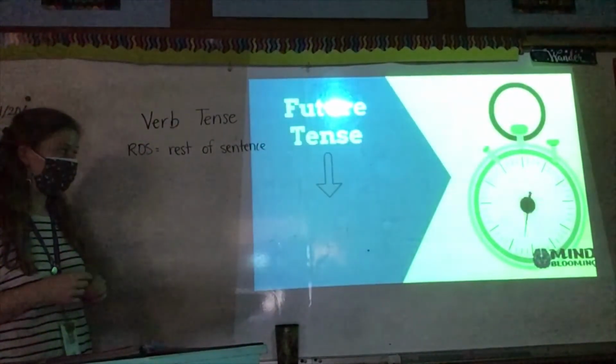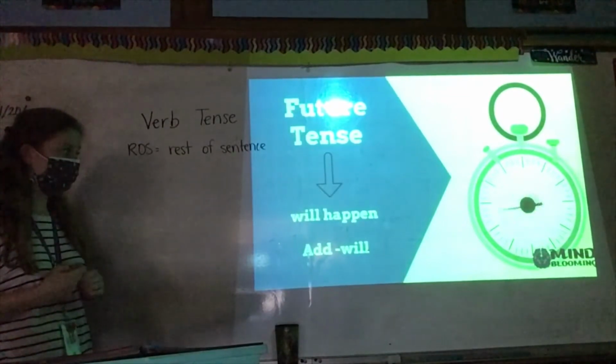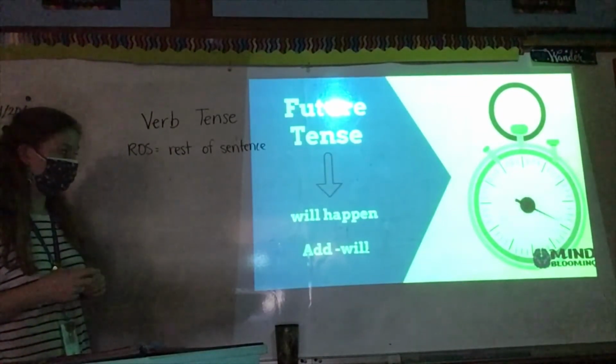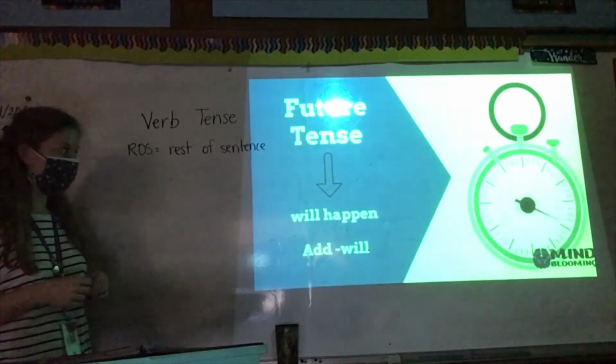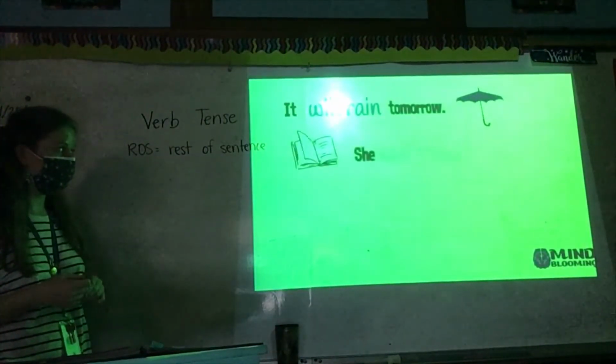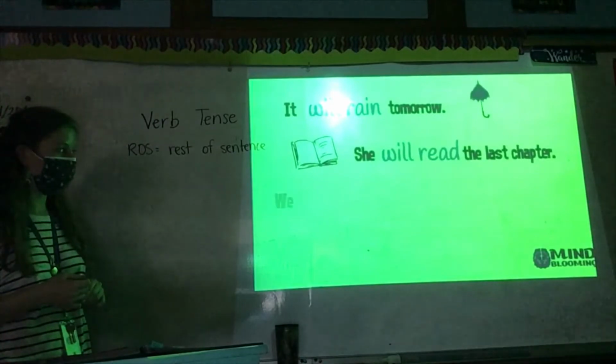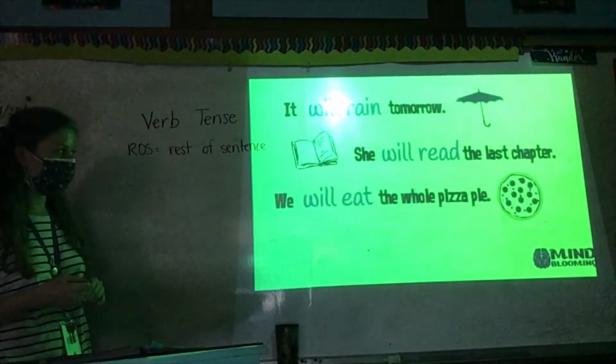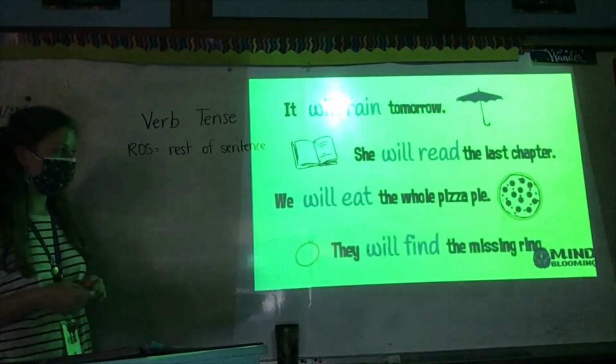Future tense means will happen, and in that case, we add the word will before the verb. It will rain tomorrow. She will read the last chapter. We will eat the whole pizza pie. They will find the missing ring. For all these examples, it shows that it will happen in the future.